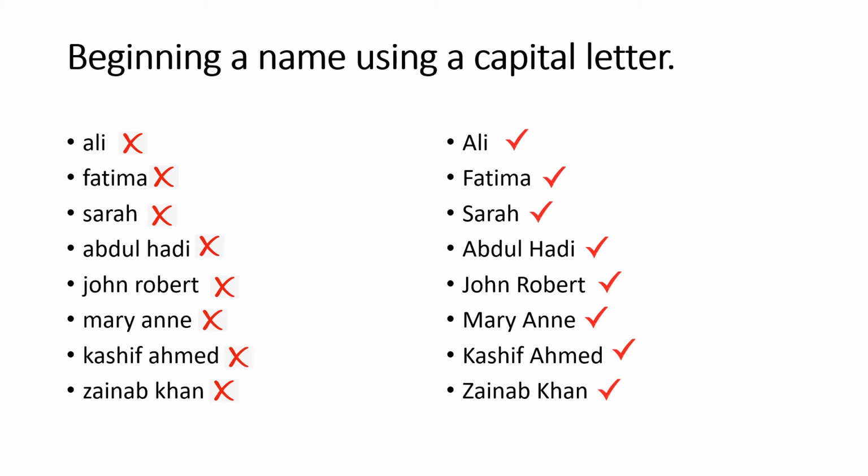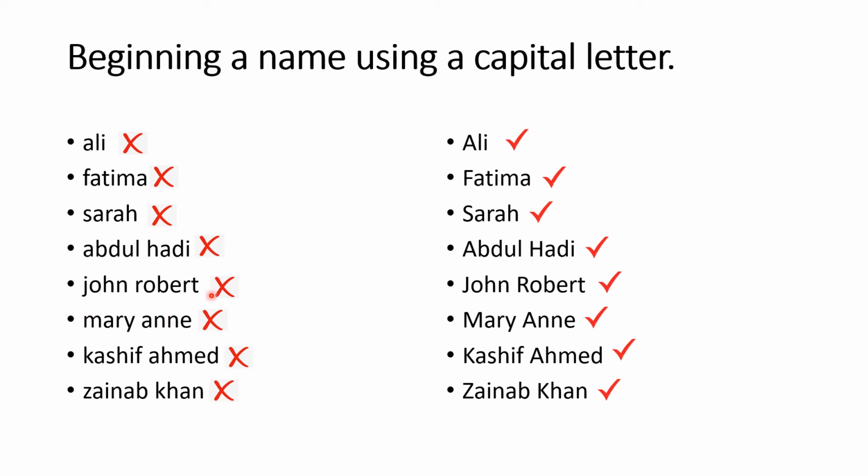In the name Abdul Hadi, both Abdul and Hadi here have begun with a small letter, as you can see, A and H here. Both are small letters. So this is wrong. See? Now here we have corrected it and used a capital letter at the beginning of each name. Abdul begins with a capital A, and Hadi, H is a capital letter.